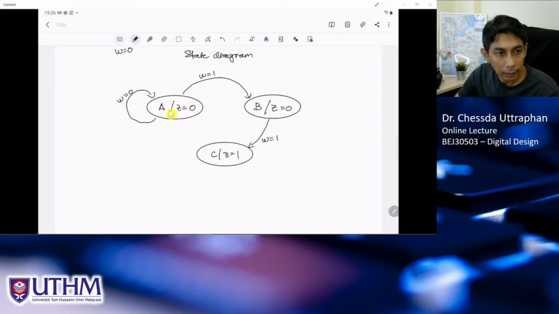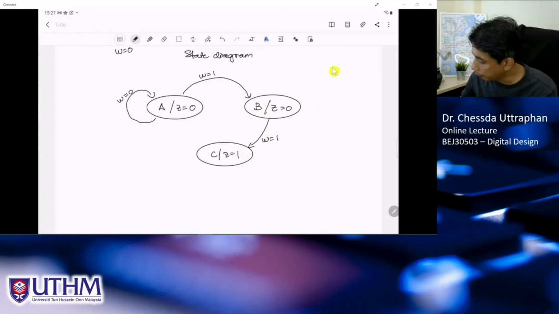Means that here, if W equal to 0, we stay here: 0, 0, 0, 0, 0. But if we have W equal to 1 for one measurement and W equal to 1 for another measurement, we have Z equal to 1. So we should have this state, right? Now the question is that here, state B, when W equal to 1, yes, we go to C.